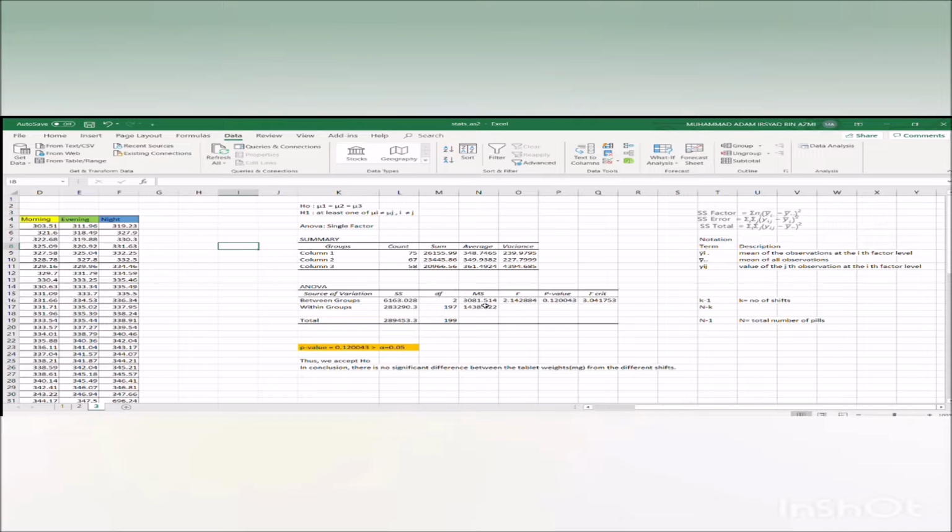Using this F value, we got the P value, which is 0.120043. And we compare with the value of alpha, which is 0.05. So we got that the P value is greater than the alpha value. Thus, we accept the null hypothesis, which is mu1 equal to mu2 equal to mu3. So in conclusion, there is no significant difference between the tablet weights from the different shifts.